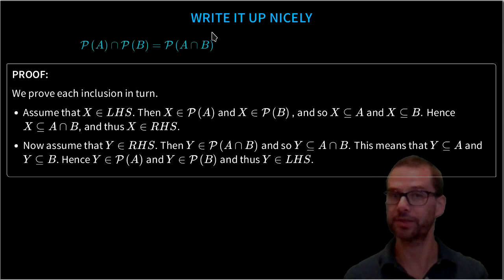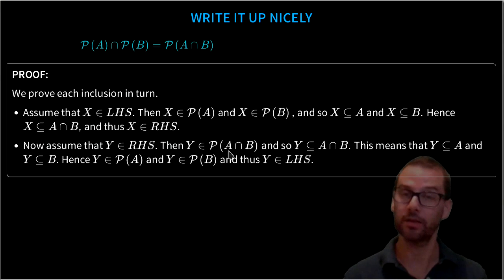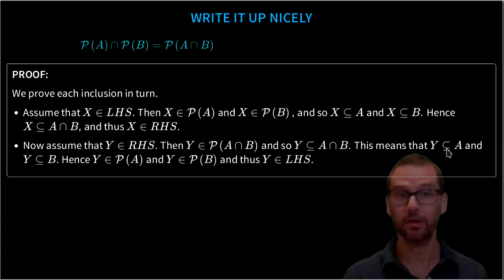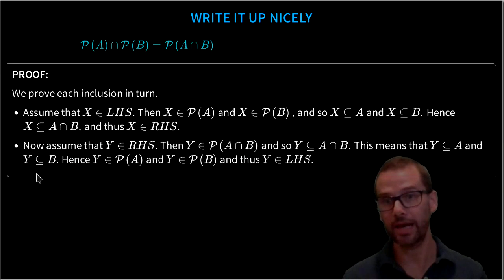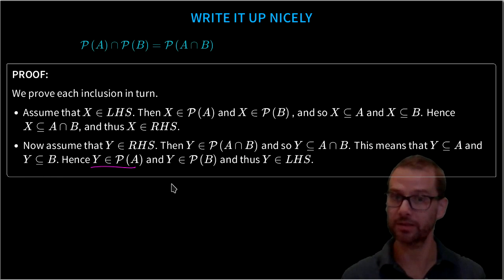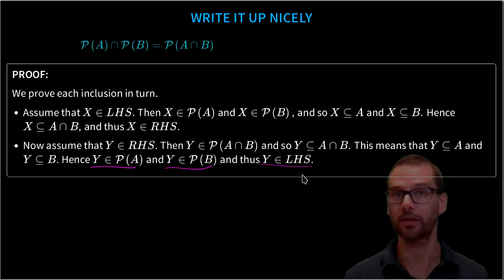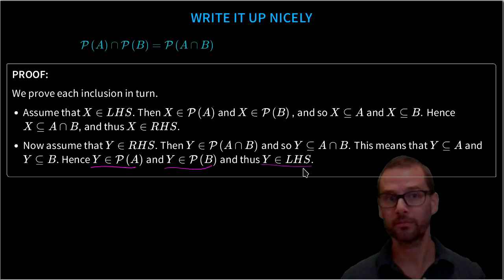Similarly, if we pull something out of the right-hand side, we know it's in the power set of A intersection B, and so is a subset of A intersection B, and as we showed earlier, that means it's a subset of A and it's a subset of B. The first tells us it's in the power set of A, the second tells us it's in the power set of B, and so it's in the left-hand side as we needed. And we'll stop there.